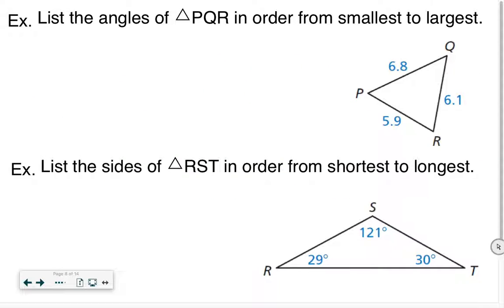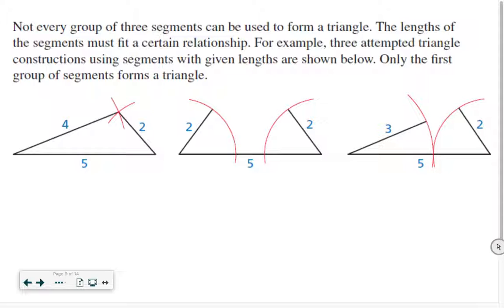Now, not every combination of side lengths makes a triangle. All right, you can't just pick any 3 numbers and they'll automatically close into a triangle.